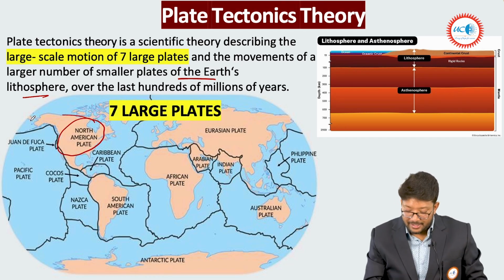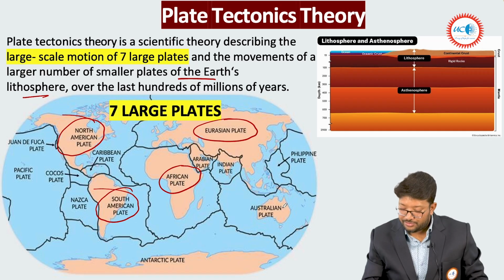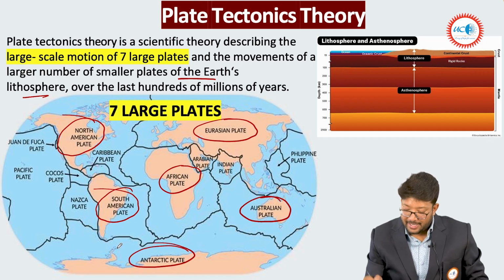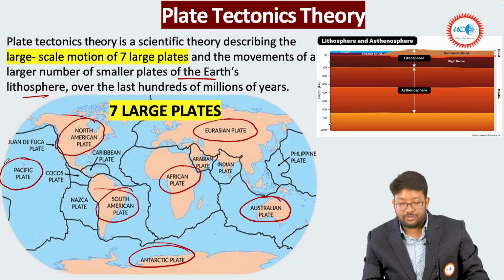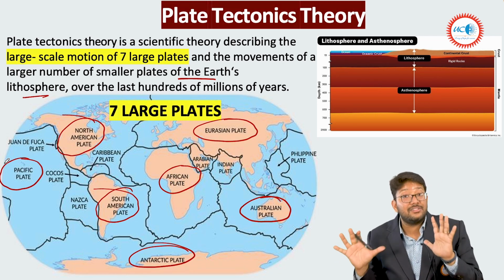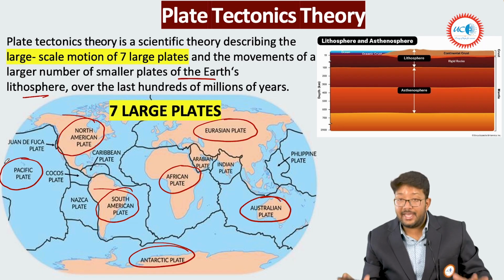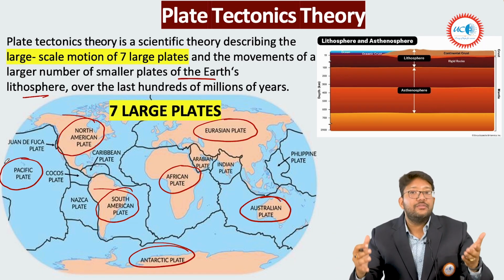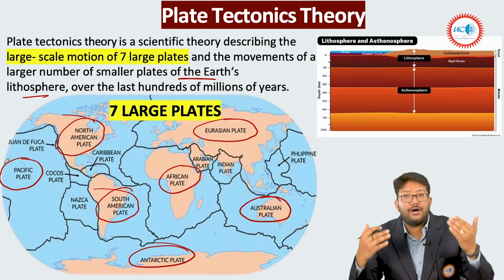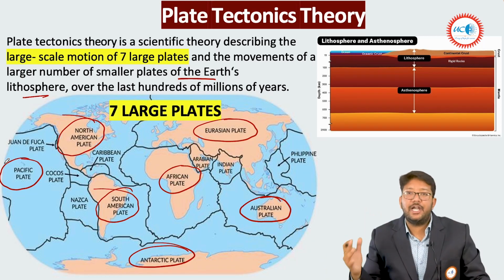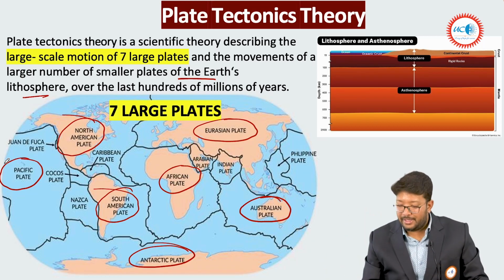North American plate, South American plate, African plate, Eurasian plate, Australian plate, Antarctic plate, and the one important plate, that is our Pacific plate. Okay, so these are the 7 large plates of the world. When they move, earthquakes, volcanoes, and various types of landforms are formed.